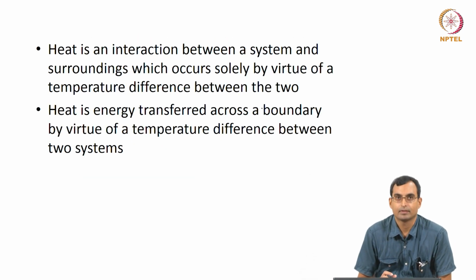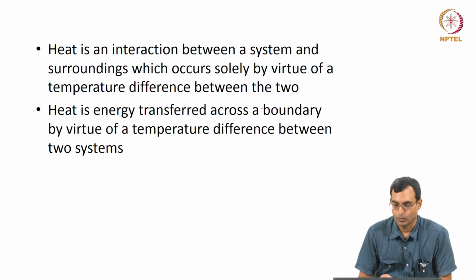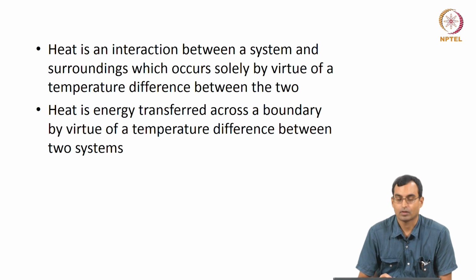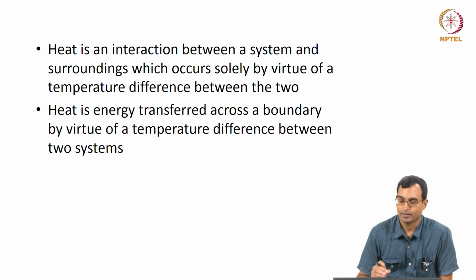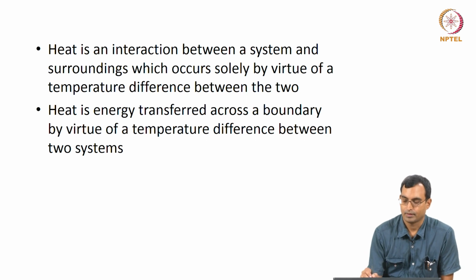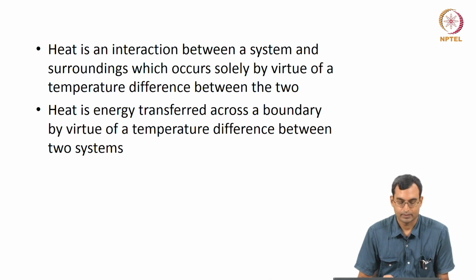So, heat is an interaction between a system and the surroundings, which takes place only because of a temperature difference between the two. That is how we define it. We will look at it in more detail in a few moments, but before that we want to emphasize that it is energy transfer across a boundary. We do not talk of heat transfer within a system, we only talk of heat transfer between a system and its surroundings. It is transferred across a boundary by virtue of the temperature difference between the two systems. So, if there is no temperature difference between the system and the surroundings, there will be no net heat transfer, is what we expect normally.